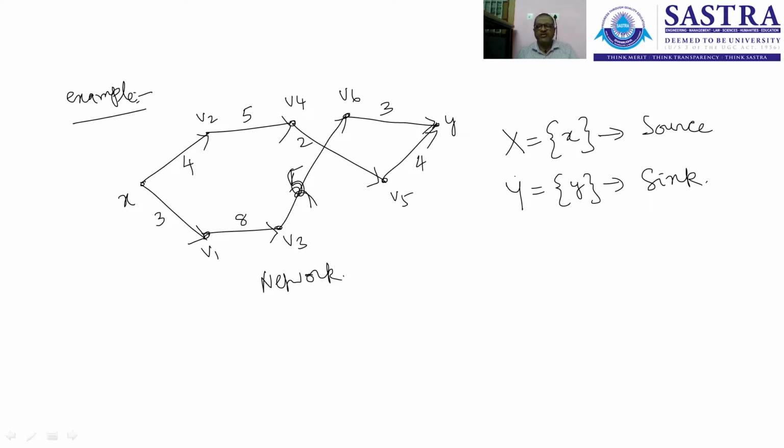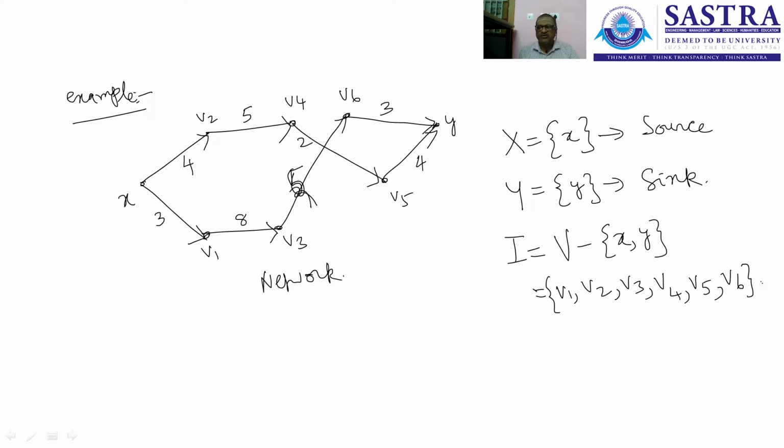So here X is the source, Y is the sink, and I represent the intermediary vertices as V of X comma Y, V minus of X comma Y, which would be the set V1, V2, V3, V4, V5 and V6. So the intermediate vertices are 6.